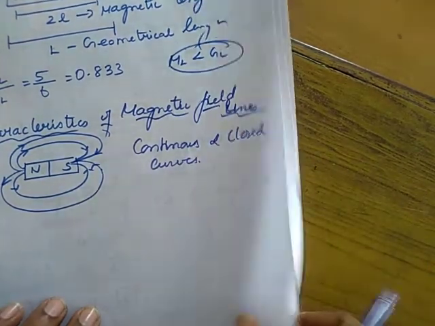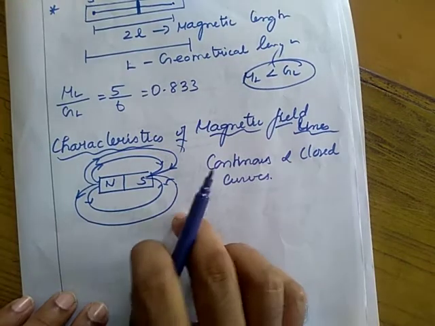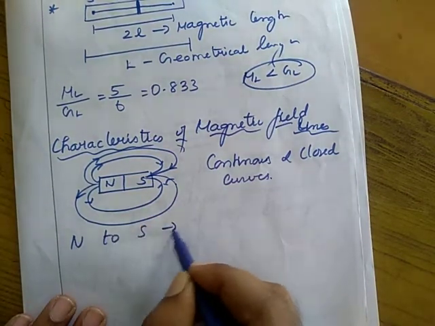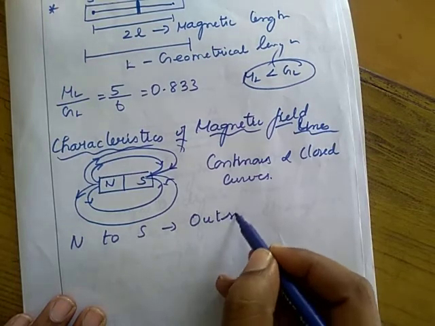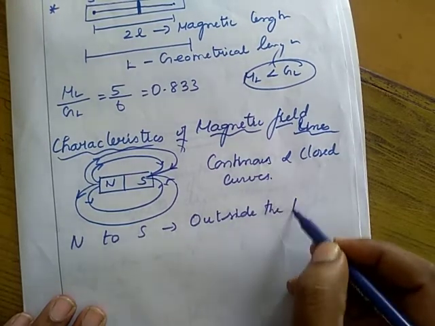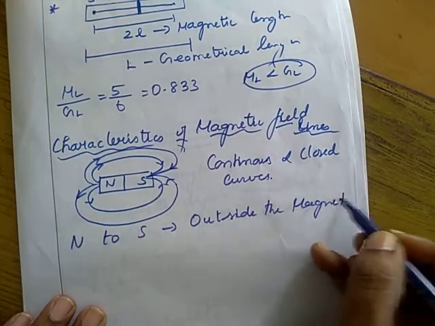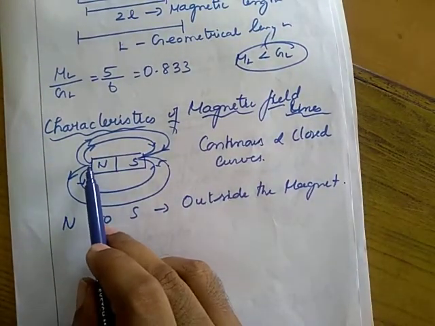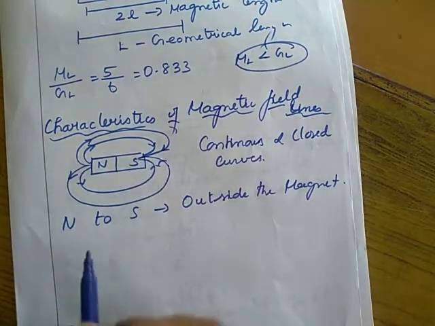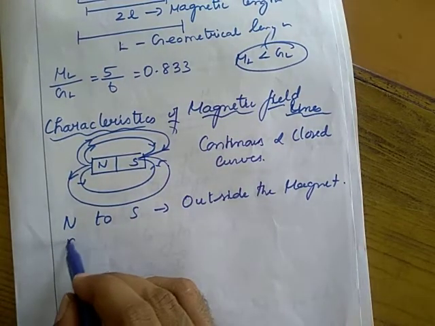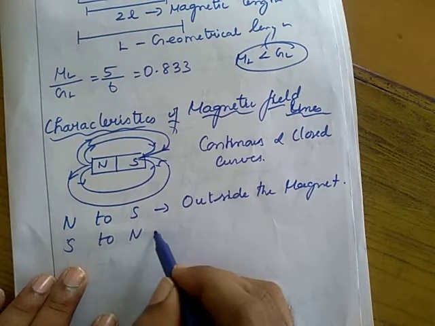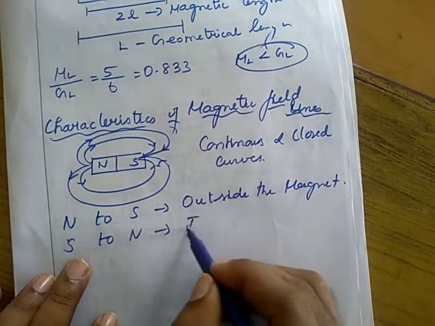The direction of the magnetic field is from north to south outside the magnet. The direction of the magnetic field line always starts from north and ends at the south pole, and inside the magnet the field lines start from south and end at the north.